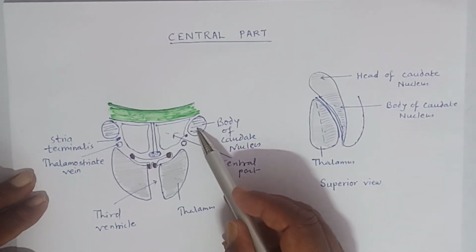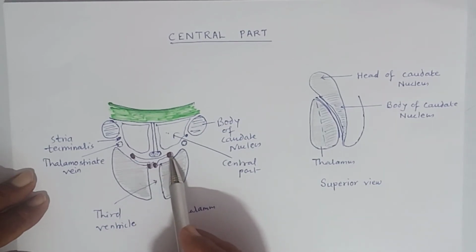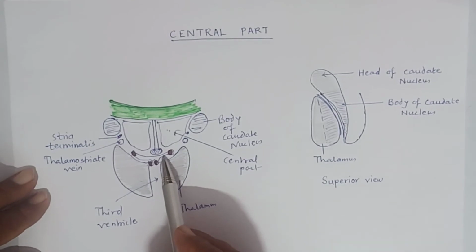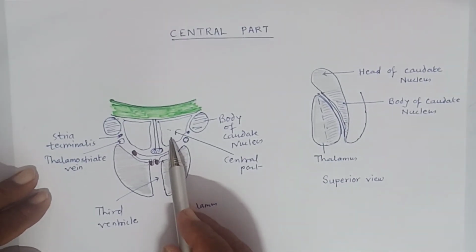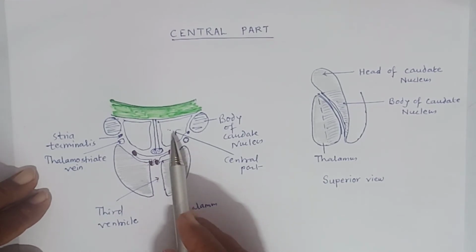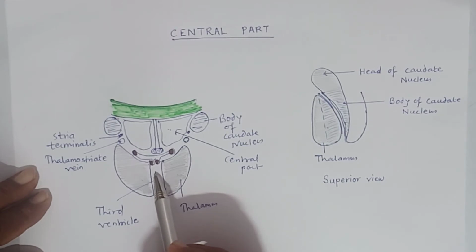of the caudate nucleus. And in the floor, there is double fold of pia mater, tela choroidea, and this fold is common for central part of lateral ventricle as well as for the third ventricle. Whenever we see the central part and thalamus, between the two thalami, we can see the third ventricle.